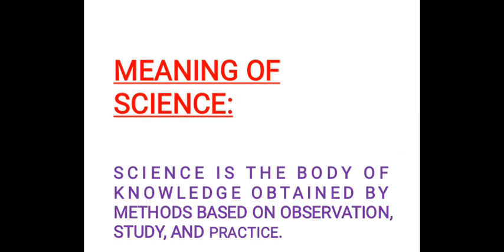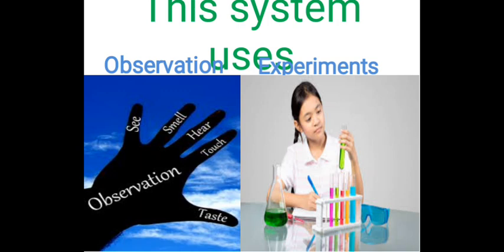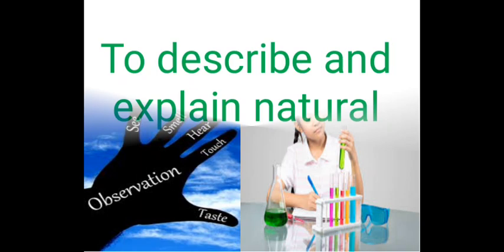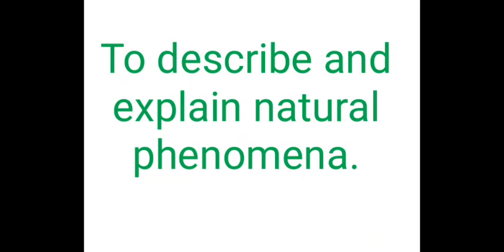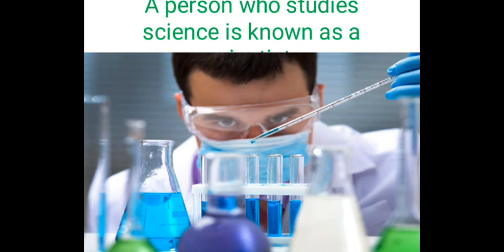Let's look at the meaning of science. Science is a body of knowledge obtained by methods based on observation, study, and practice. This system uses observation, which includes your senses, the sense organs: the eyes, the nose, the ears, the skin, and the tongue. So it uses observation and then experiments to describe and explain natural phenomena. A person who studies science is known as a scientist.